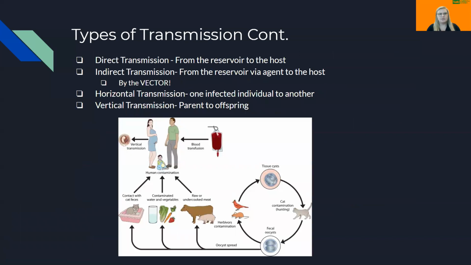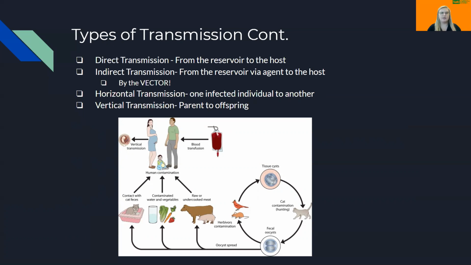Types of transmission continued. So we kind of touched on indirect transmission, so we'll go over this. So direct transmission is from the reservoir to the host. So straight from, so say you had a raccoon that was in the same environment as your dog, so it came straight from the raccoon to your dog by some type of means. Depending on the disease, like we talked about before, different types of transmissions.